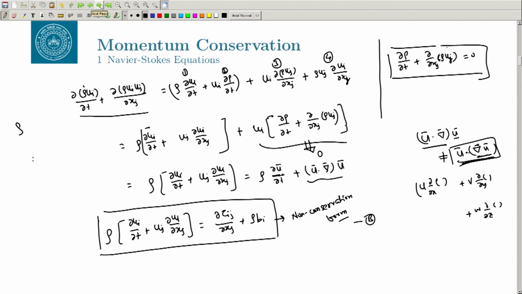Okay. And why it is called conservation form is because you can use the ρu variable inside your d/dt, okay, or even the flux, okay, the convection term. Okay. So, this ρu becomes a conserved variable.